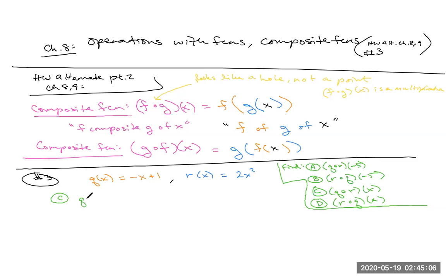We have q composite r of x. Let's first start with our definition. What that means is take your outside function q, and then you're going to have an input of r, and the furthest input will be x. Keep q as it is. What will r of x be? Well, you have r of x defined right here. r of x is equal to 2x squared. So 2x squared replaces r of x.